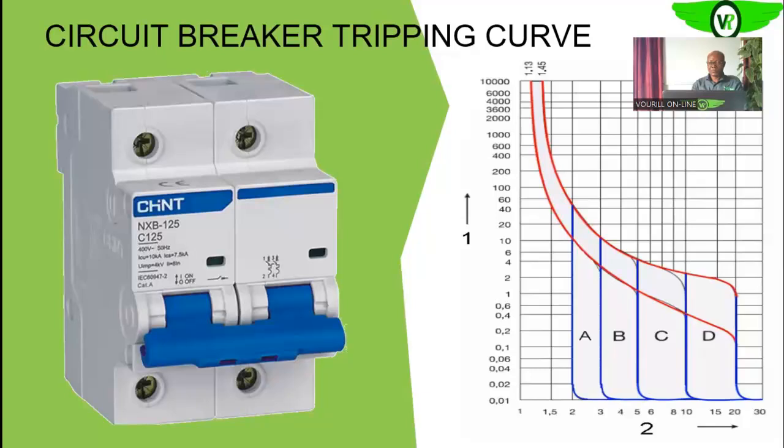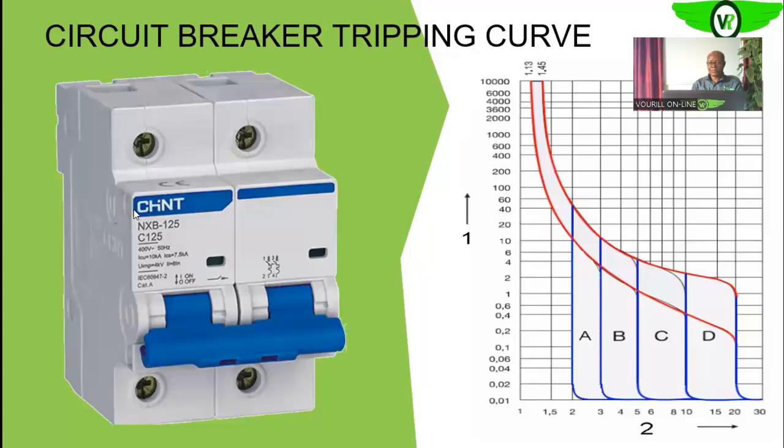So, which means that if it sees 5 times 125, which is 625. Okay, so between 625 amps and 1250 amps load, if it sees any current of that magnitude, this breaker will trip.